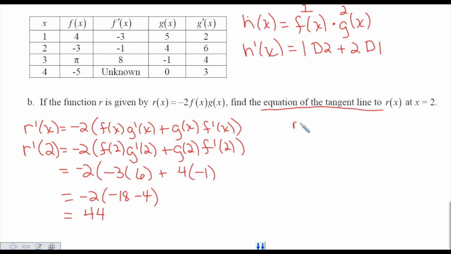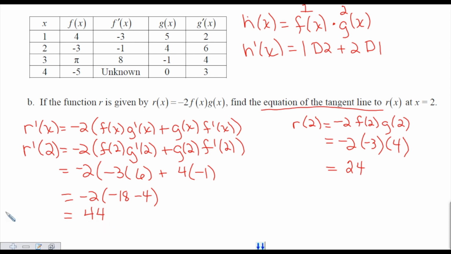So we need to find r of 2, which is the point we need. And so we're actually going to plug that into here. So that's -2 times f of 2 times g of 2. And -2, f of 2 is -3. G of 2 is 4. And so that, I think, is 24, if I'm not mistaken. So now we have the slope. There's your slope, r prime at 2. And we have our point, (2, 24).